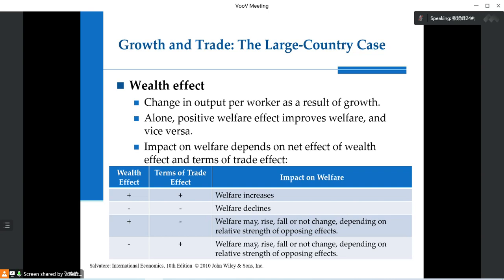Impact on welfare depends on the net effect of the wealth effect and the terms of trade effect. If the wealth effect increases but the terms of trade effect improves, the welfare declines. Well, you can see this table after the class.